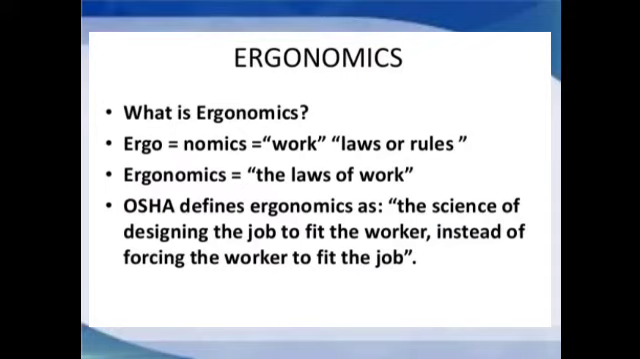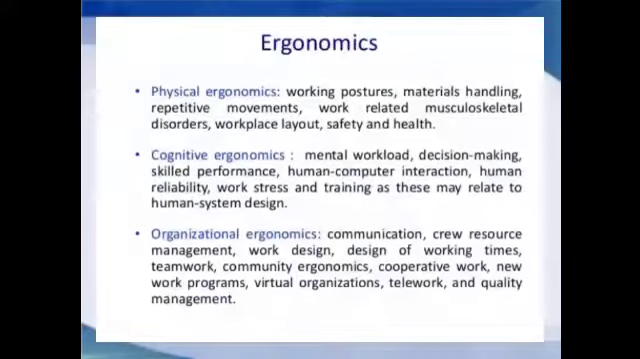What is ergonomics? Ergo means works, then nomics means laws of works. So ergonomic means the laws of work. OSHA defines ergonomic as the science of designing the job to fit the work instead of forcing the worker to fit the job. So, there are three types of ergonomic.